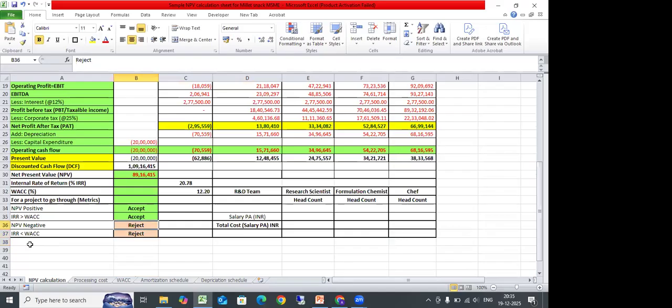NPV should be positive. Net present value of future cash flows should be positive. And IRR should be greater than WACC for the project to go ahead.